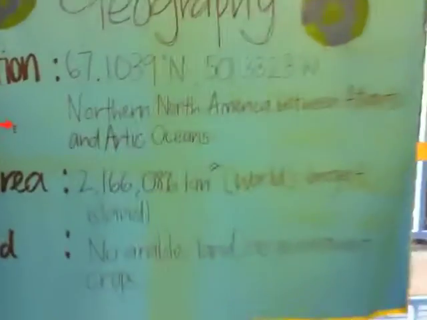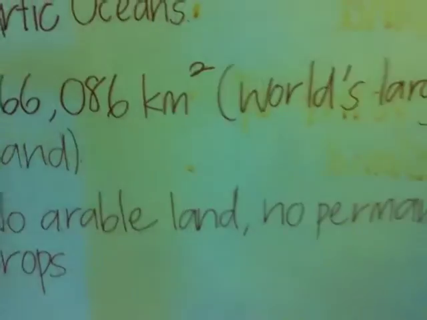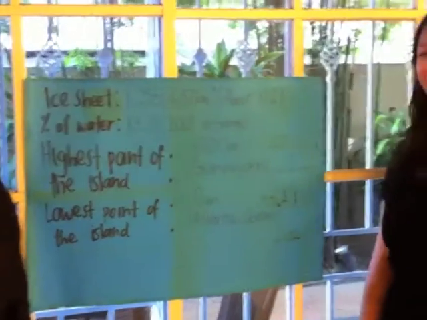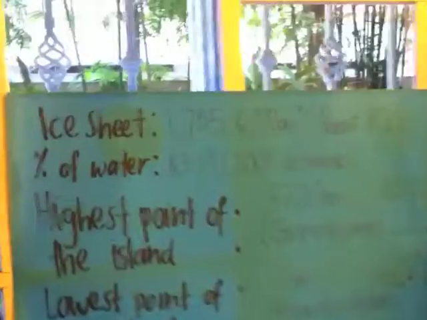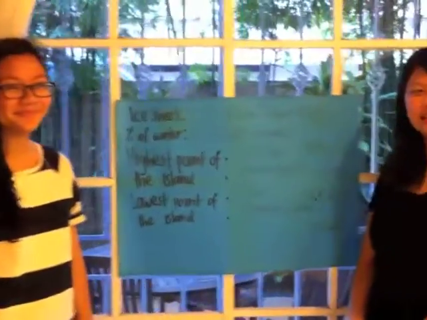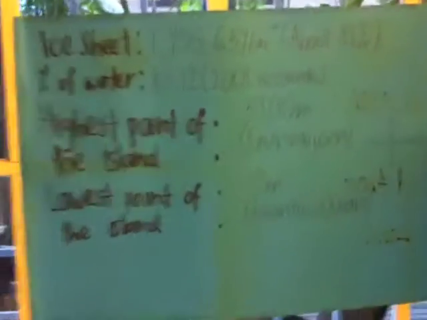There are no permanent crops and no arable land. Its ice sheet is 1,755,637 square kilometers. 81% of the island is filled with ice and water. The highest point of the island is 3,700 meters above sea level. The lowest point of the island is 0 meters.